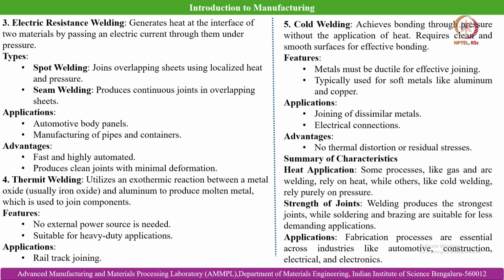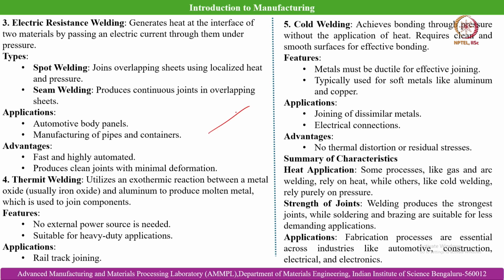Then we move to electric resistance welding. Often it is autogenous welding, or otherwise it is homogeneous welding, I mean with filler material where the base material is of the same chemistry. It generates heat at the interface of two materials by passing an electric current through them under pressure. The variants are spot welding and seam welding.